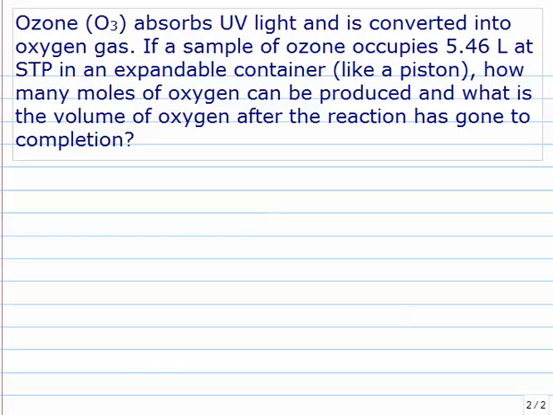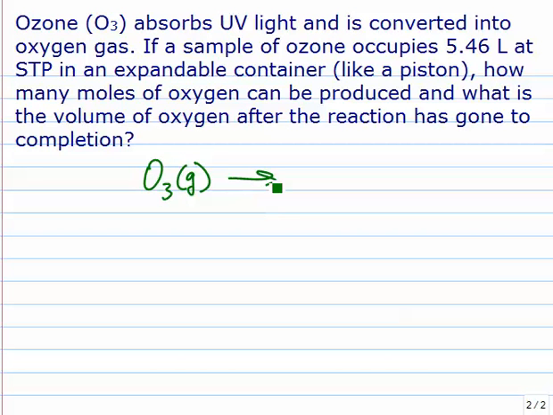So ozone has the formula O3, absorbs UV light, and it is decomposed into oxygen gas. If we initially have a sample of ozone that is 5.46 liters at STP, how many moles of oxygen can be produced? Okay, and so the first thing we need to do here is write a balanced chemical equation. So we have ozone gas absorbs UV light to become oxygen gas. And so we are going to have a simple balanced equation here. Okay, and so this says that 2 moles of ozone produce 3 moles of oxygen gas.